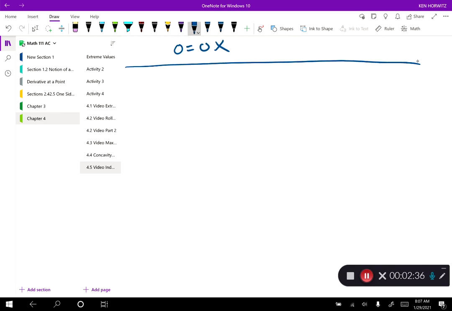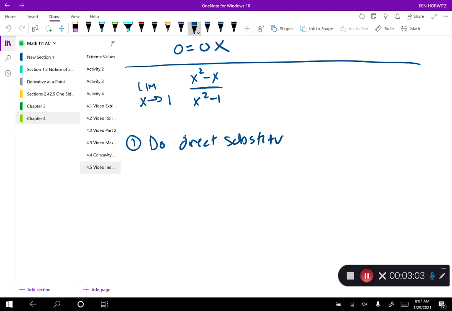So let's look at another example. Let's say limit as x approaches 1 of x squared minus x over x squared minus 1. Now, for either of these methods, you first need to do direct substitution. So first step, do direct substitution and make sure it equals 0 over 0. So if I plug in 1, I get 1 minus 1 is 0. 1 minus 1 is 0. So I do indeed get 0 over 0.